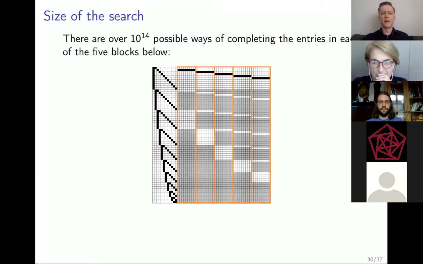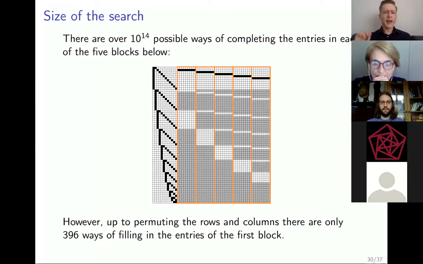And just to give you a taste of the size of this search, this is an enormous search. I've split it up into 5 blocks here, signified by the orange rectangles, and each block has over 10 to the 14 possible ways of filling in the gray entries in a consistent manner. So it's just an enormous search. But immediately, one way to cut down the search is to note that everything's equivalent up to permutation of rows and columns. If you remove those equivalences or symmetries, there are only 396 ways of filling in the entries in the first block up to equivalence. So that goes from 10 to the 14 down to 396. This is an enormous reduction in the search space.